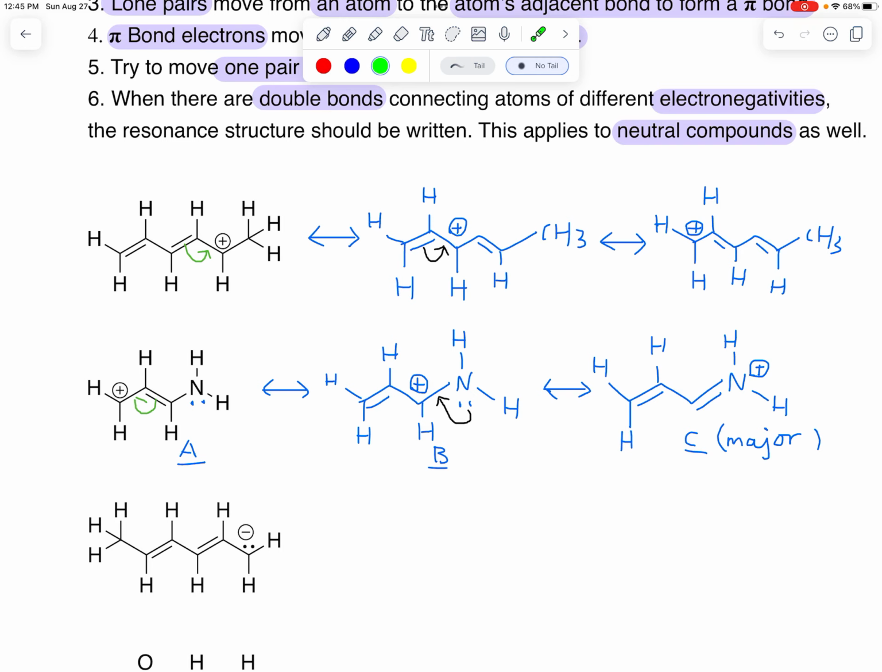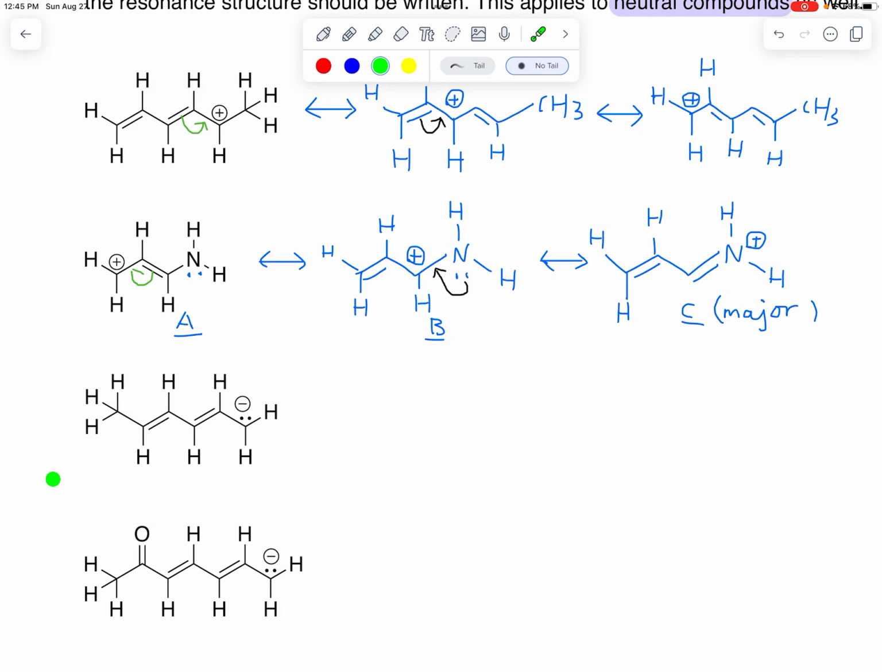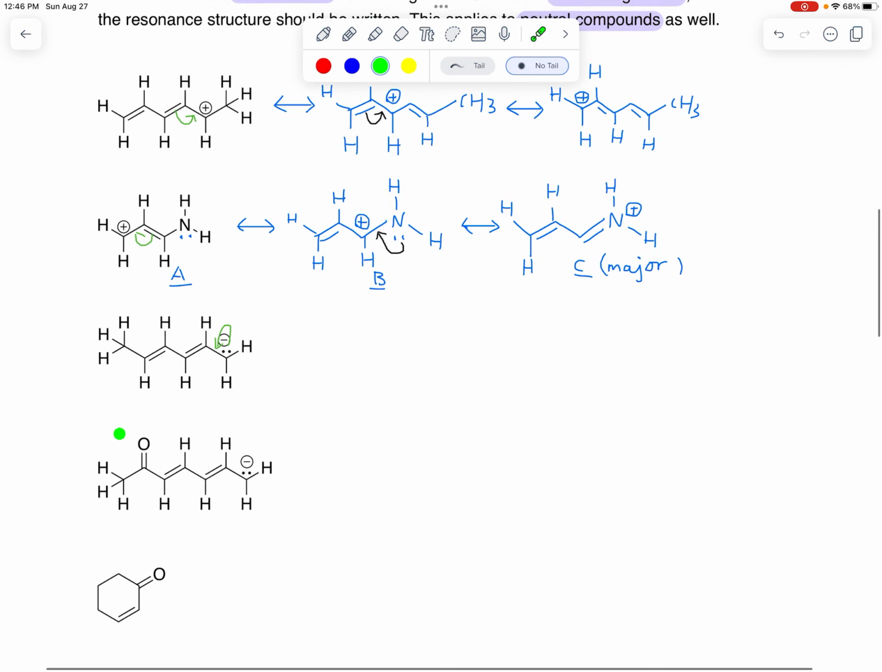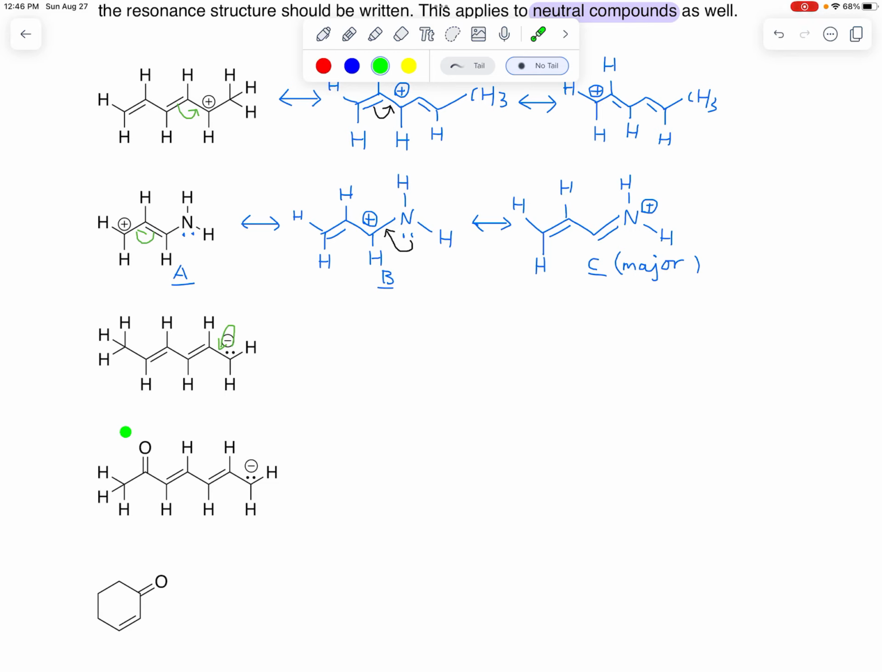Now let's look at a couple of anions. Again, when you have an anion, that tells us that this carbon is electron rich. So for bookkeeping, and to stabilize or delocalize the negative charge, you're going to move the lone pair to the adjacent bond. Notice that a lone pair can only move from an atom to the atom's adjacent bond to form a pi bond. If I stop here, I would have this carbon forming 5 bonds, which is impossible, right? The carbon could only have an octet.